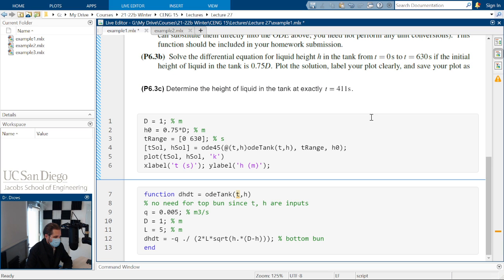So I'll delete that. Let me just double check. It was 2 zeros.